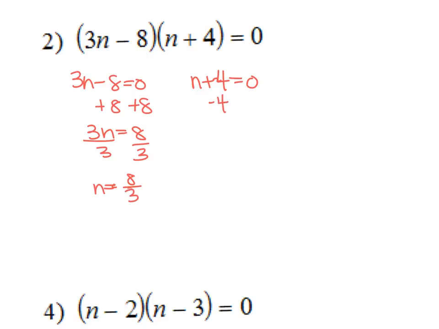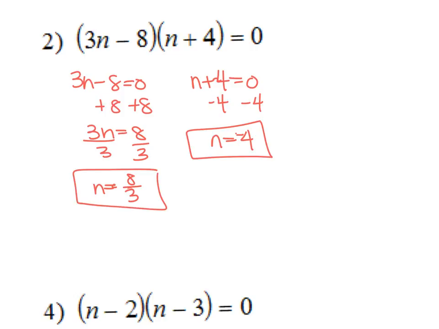Though when I go to this side, if I subtract 4 from each side, I get n equals negative 4. I mean, it's okay to be a whole number. It's also okay to be a fraction. So if it turns out to be a fraction, do not think it is wrong.